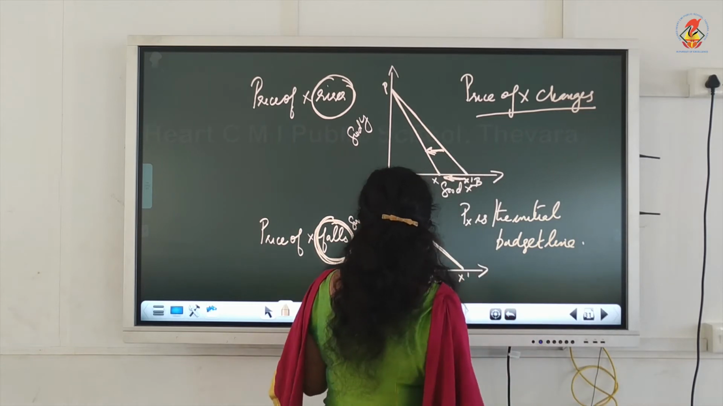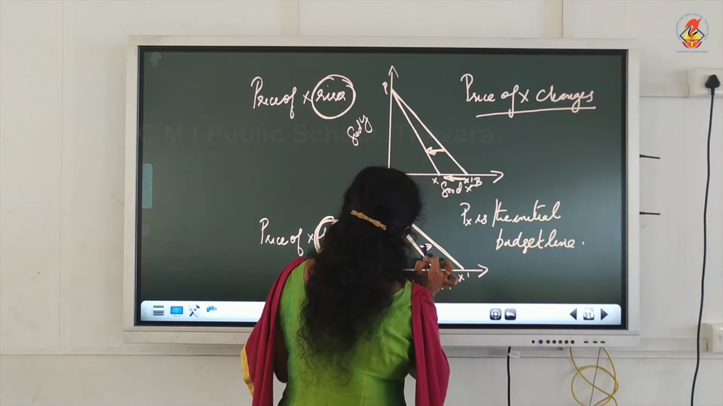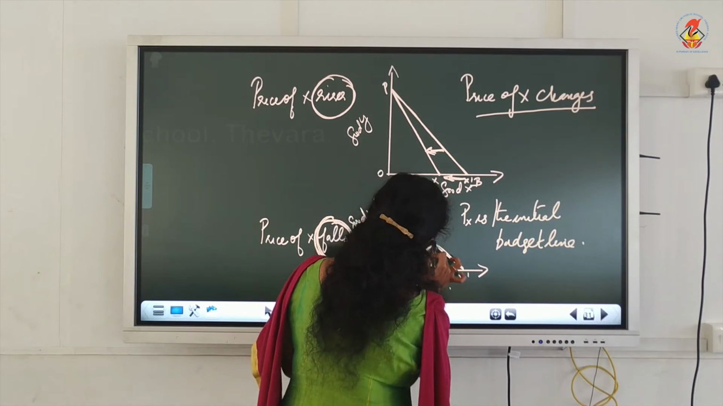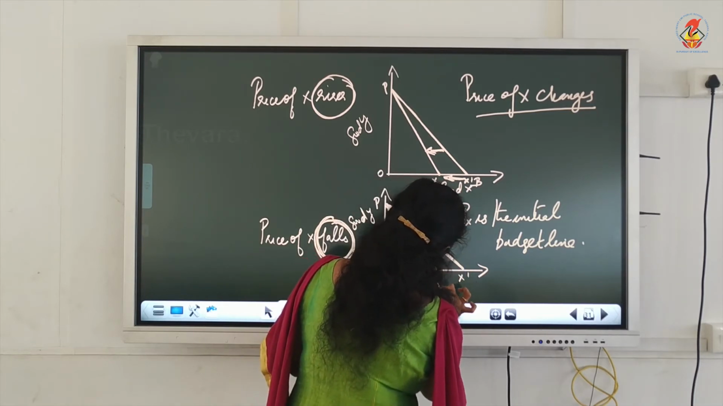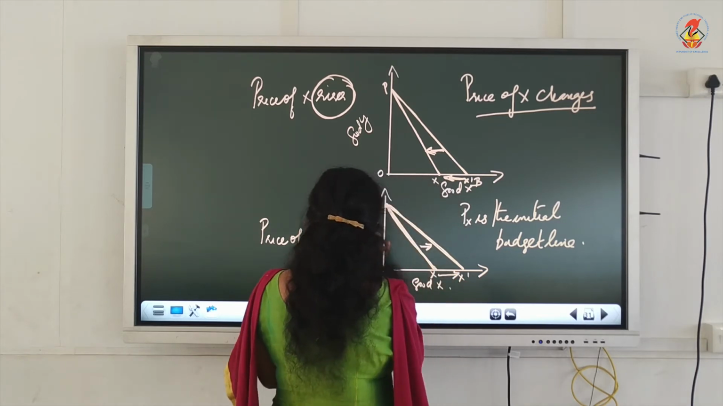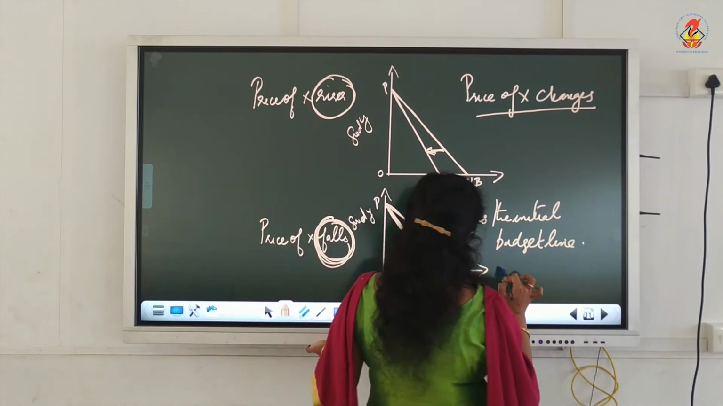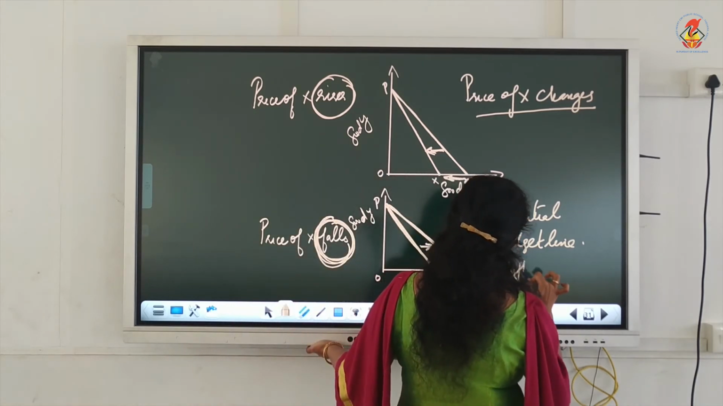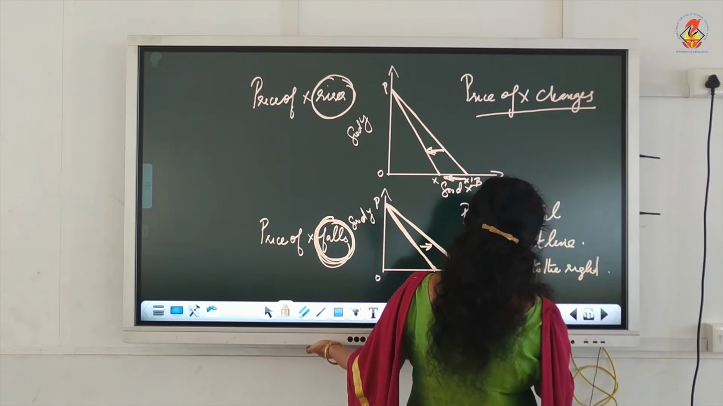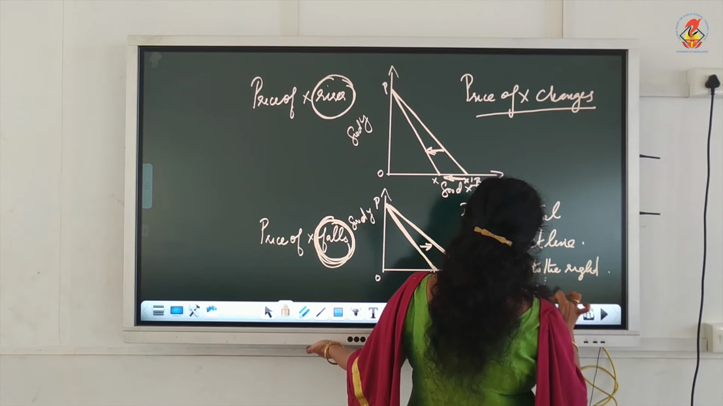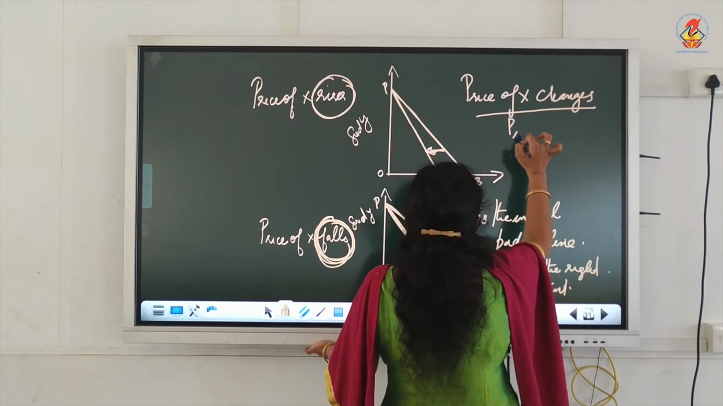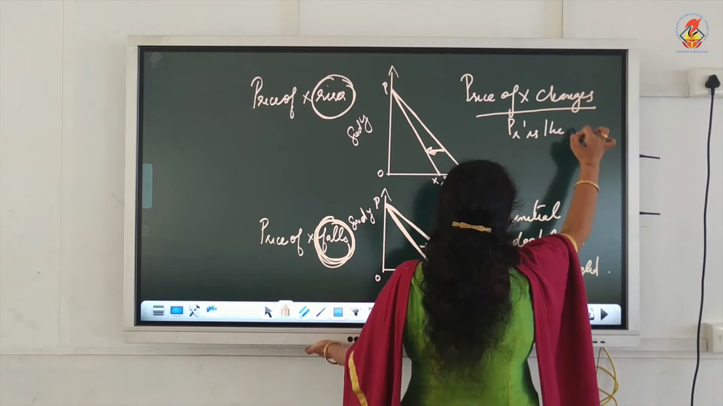When the price of x is falling, more of x will be purchased. Therefore, y remaining constant, draw more for x. So, x has increased from x to x1. So, when the price of x is falling, the budget line will shift to the right, y remaining constant. Y is constant. So, what can we write here? Px1 is the initial budget line.